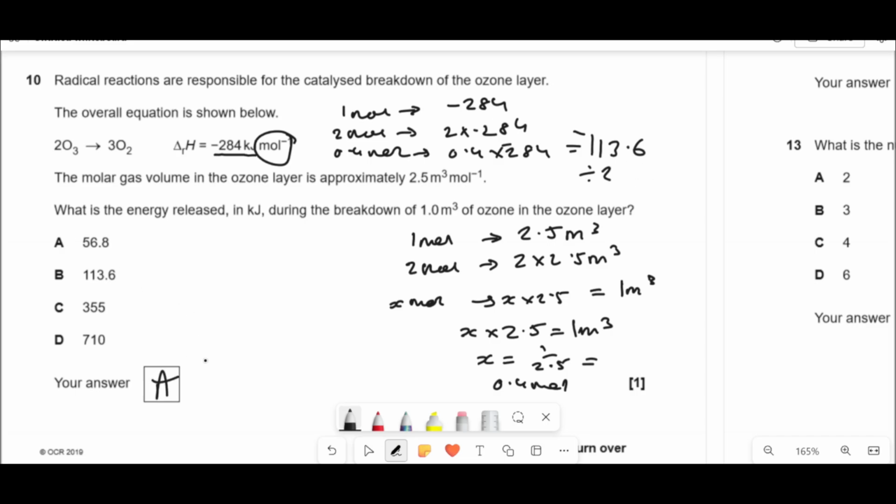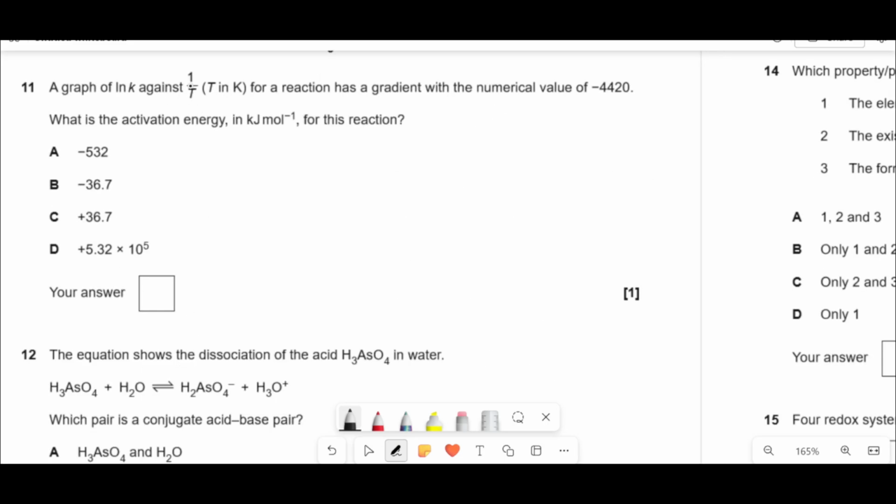Now it says there's a graph of ln k against 1 over T, and it has a gradient of this. What's the activation energy of this, right? So every single straight line in the universe represents this: y equals mx plus c, where y is your y coordinate, m is the gradient, x is your x coordinate, and c is your y intercept.